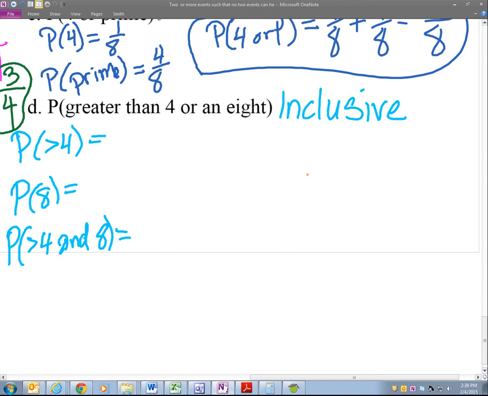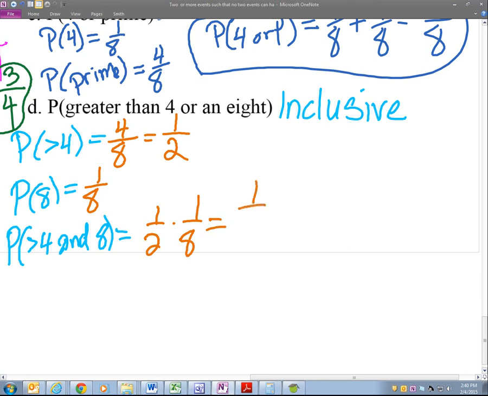So we have the probability of it being greater than 4. What is it, Lainey? We have 5, 6, 7, 8. There's 4 of them. 4 over 8, which equals what? 1/2. Then we have the probability of 8. That's the 4th time of us doing it, it's 1/8. Then we have the probability of greater than 4 and 8. This is reviewing what we've just been doing the last 20 minutes. 1/8 times 1/2 is going to be what? 1/16. Thank you.